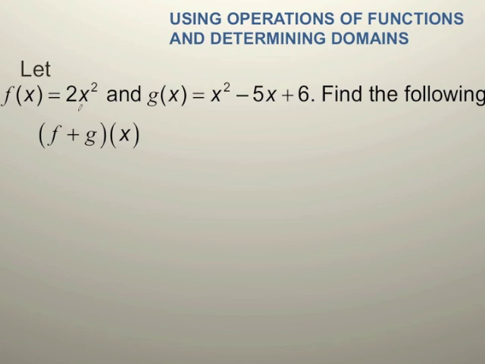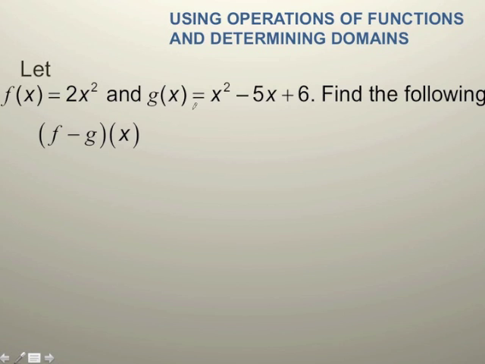So here we've given two functions, f of x equals 2x squared and g of x equals x squared minus 5x plus 6. We're going to find f of x plus g of x. Well, we're just going to add them. So that is f of x, 2x squared, plus g of x, x squared minus 5x plus 6, or 3x squared minus 5x plus 6. And we're done.